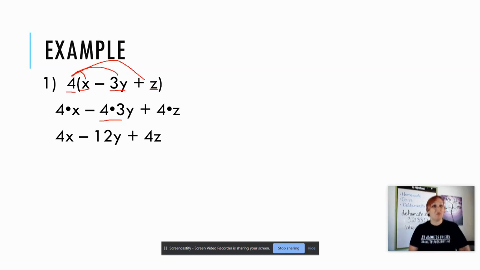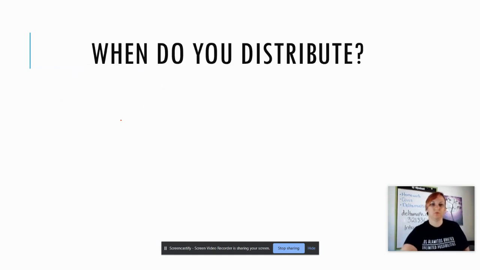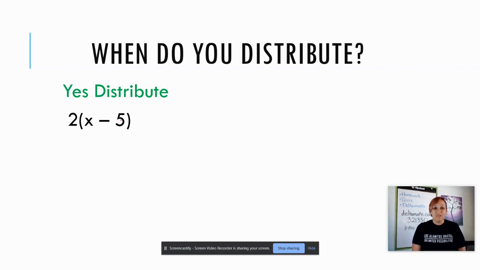All right, let's take a moment to check and see when we should distribute. How do we know by looking at a problem that it's a distributing problem and not something else? Here is an example of when we should distribute. In this problem, we know we should distribute because we see some parentheses, and right next to the parentheses on the outside, there's a number. That's what we'll be distributing. And then also on the inside of the parentheses, there's an adding or subtracting problem. This is definitely a distributing problem.